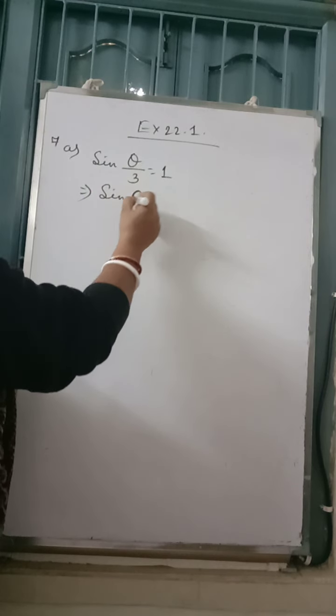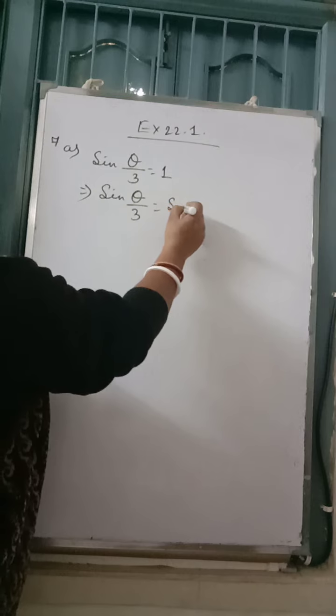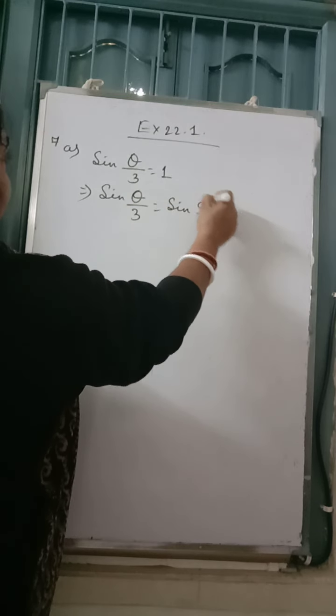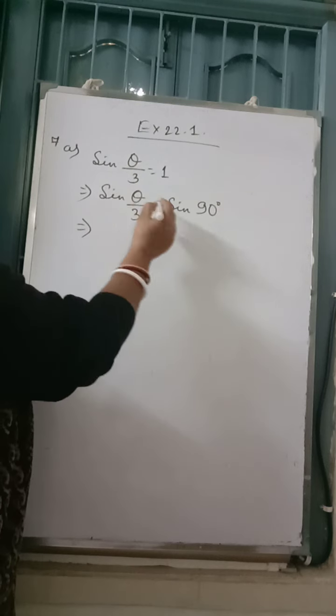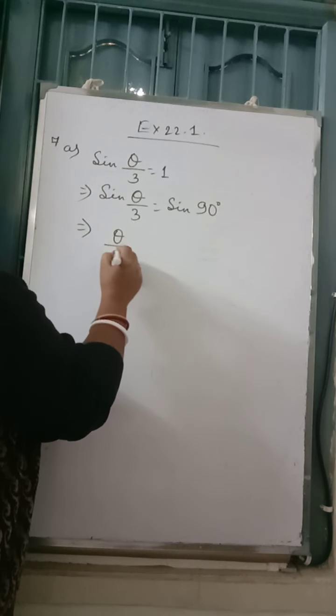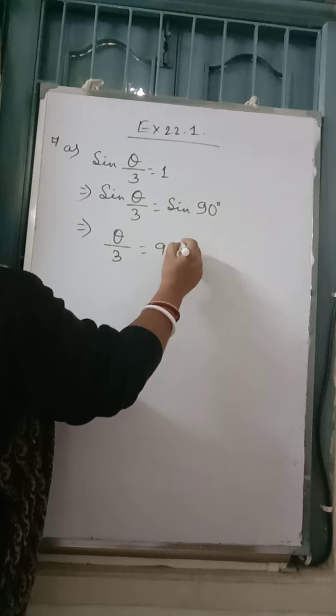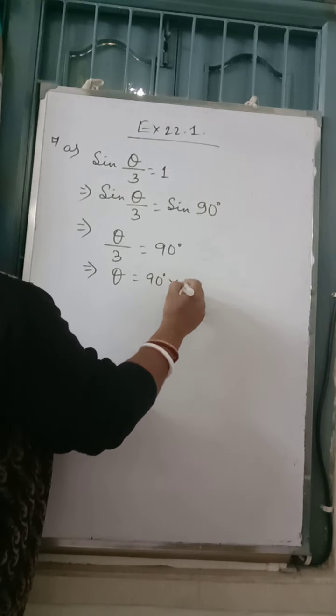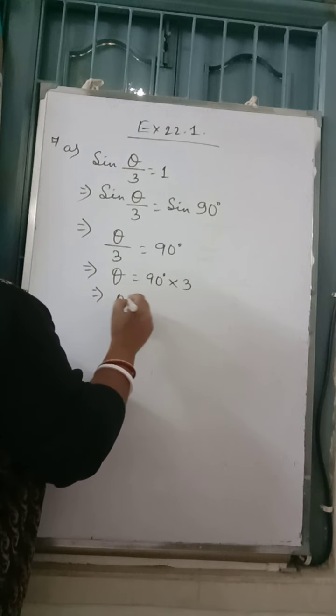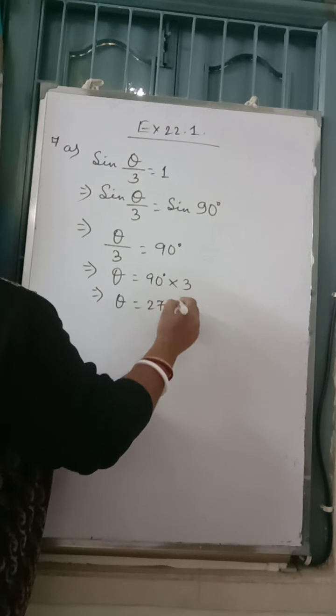Sin theta by 3 is equal to, I can write it sin 90 degree, because the value of sin 90 degree is 1. On both sides sin is cancelled. So theta by 3 is equal to 90 degree, or theta is equal to 90 degree into 3, or theta is equal to 270 degree.